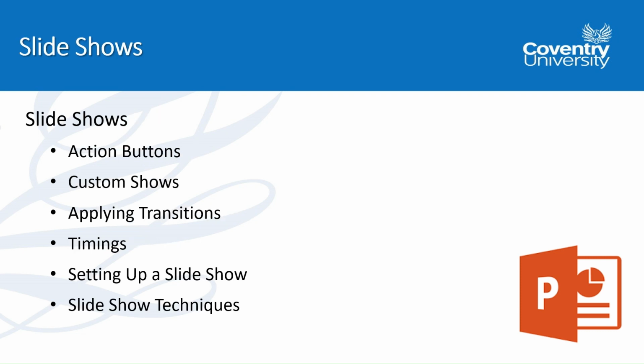The other area of the video following that is the slideshows. So we'll look at action buttons, which are useful for jumping around when you're showing a presentation, some custom shows, and some more detail about applying transitions, really, the timings, the different settings that you can get, and how to set up a slideshow. For example, you might want to put it on loop if you've got it just going round and round at an exhibition or something like that.